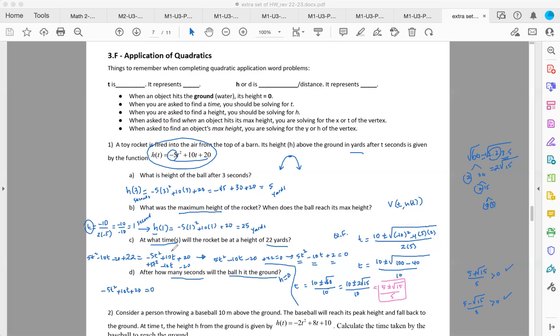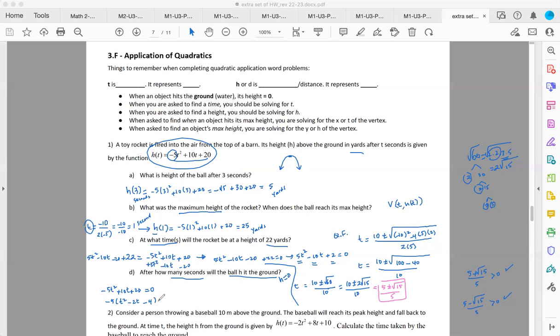That's what it means. Okay? So here, what you could do, I noticed, and I could have done this earlier, that there's a GCF. When you have equal to 0, you can divide both sides. So here I can divide both sides by -5, or I can factor a -5 out. And if I do factor a -5 out, I'll get -5 times t squared minus 2t minus 4.